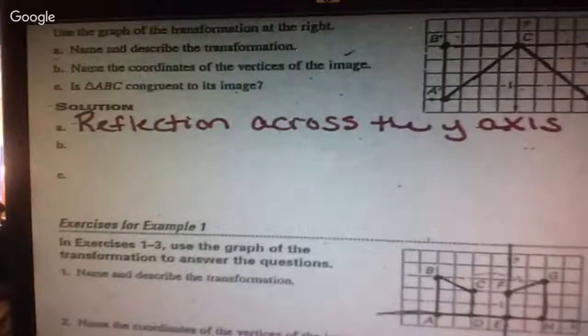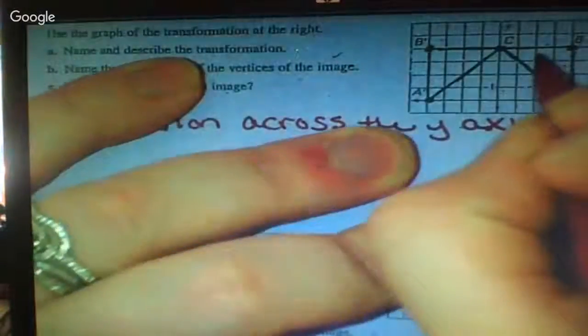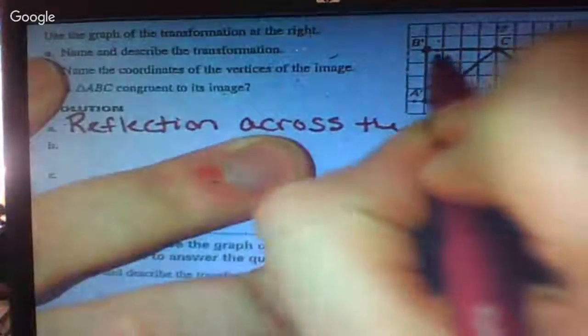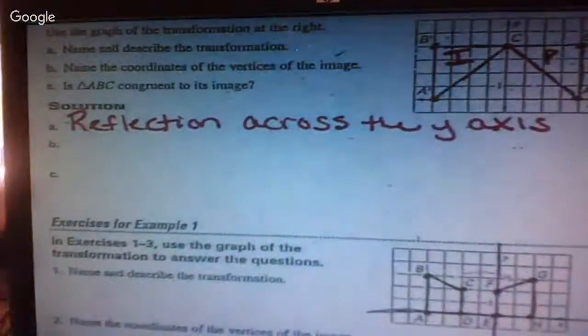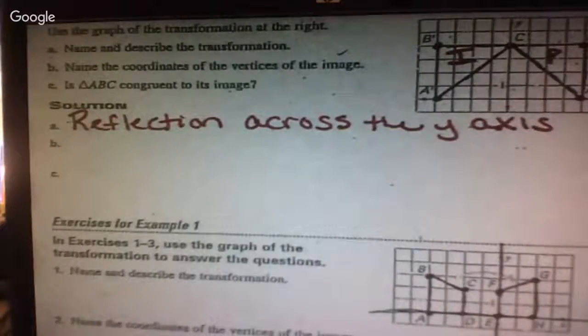Okay, so if you take a look at this, and it's probably easier to see on your page than it is to see on mine. The triangle on the right-hand side is ABC. The triangle on the left-hand side, it now has this: A prime, B prime, C prime.